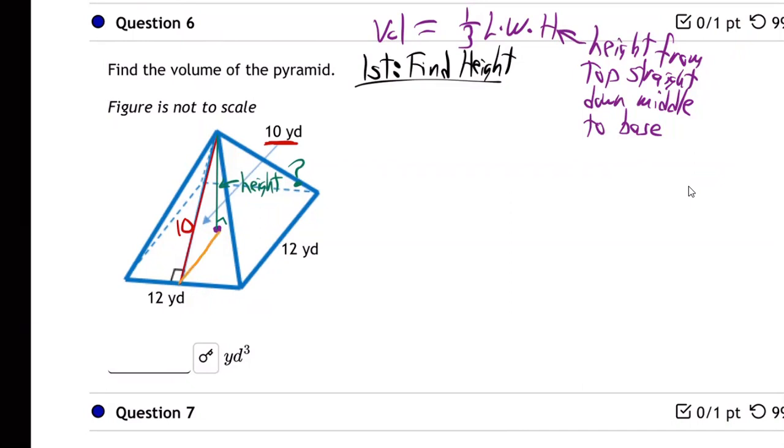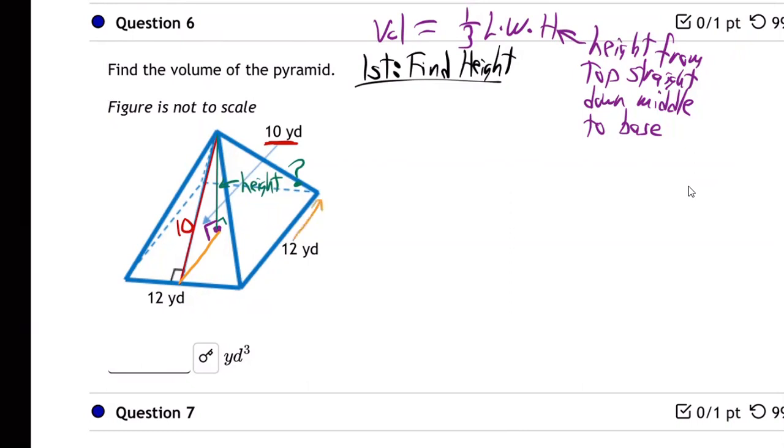And you see how that's going to make a 90-degree angle right there. And we're going to have a right triangle. Well, how big is that line? Well, it goes out to the middle.